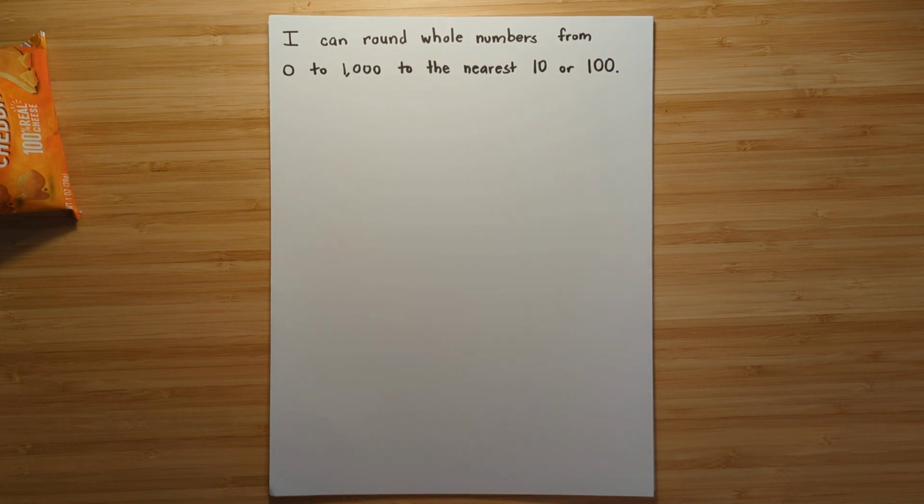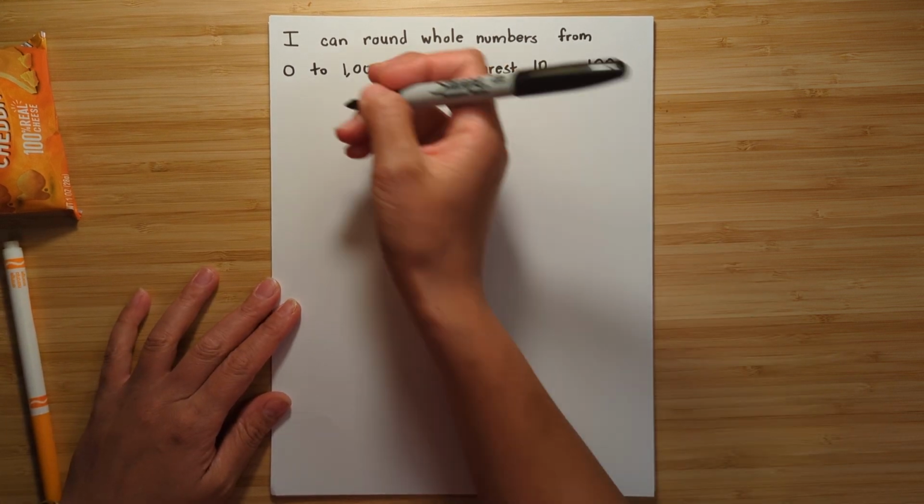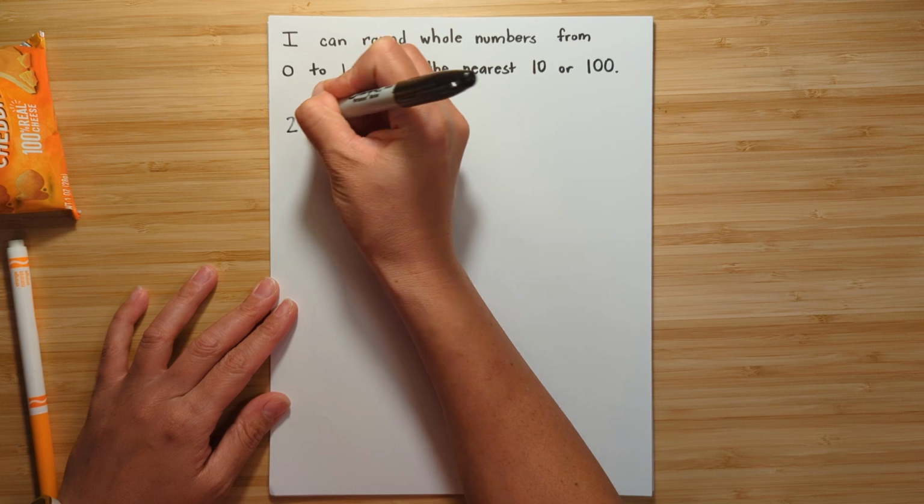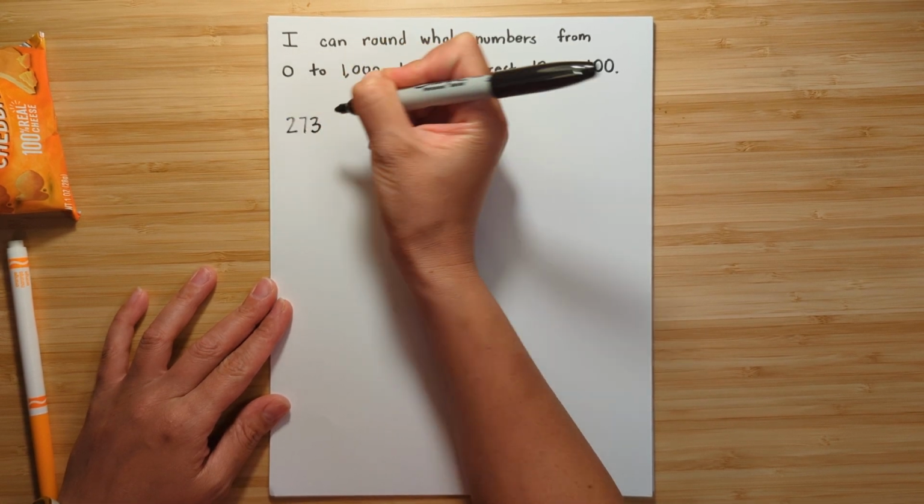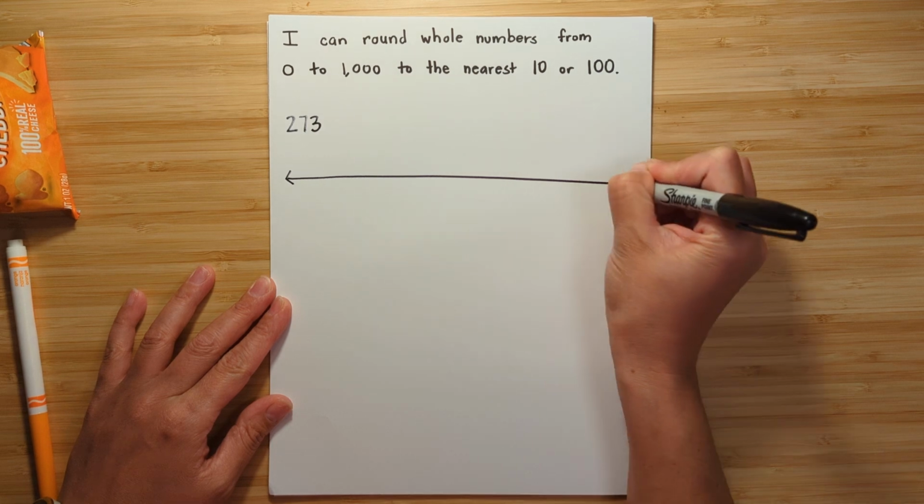All right, the I can for today is I can round whole numbers from 0 to 1,000 to the nearest 10 or 100. All right, so let's say we have the number 273. Okay, 273. The first thing I want to do is draw a number line.